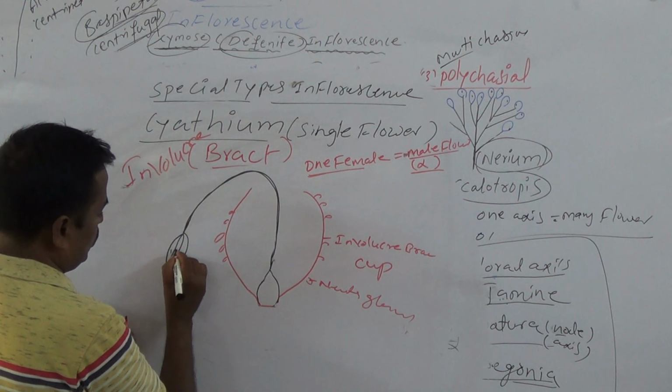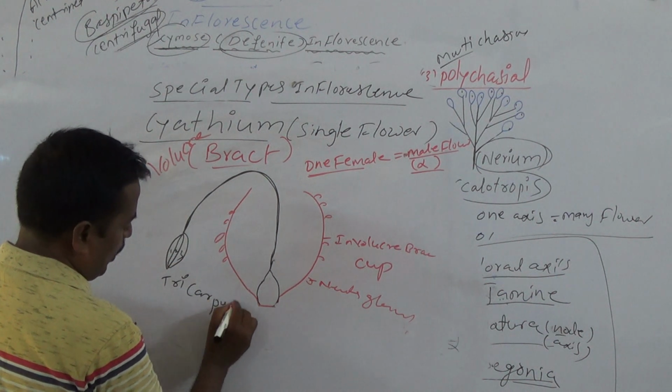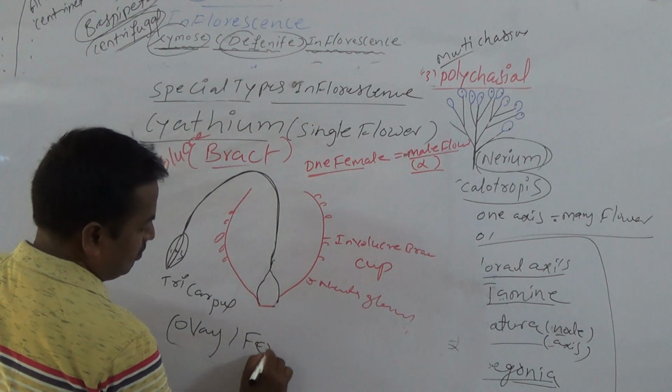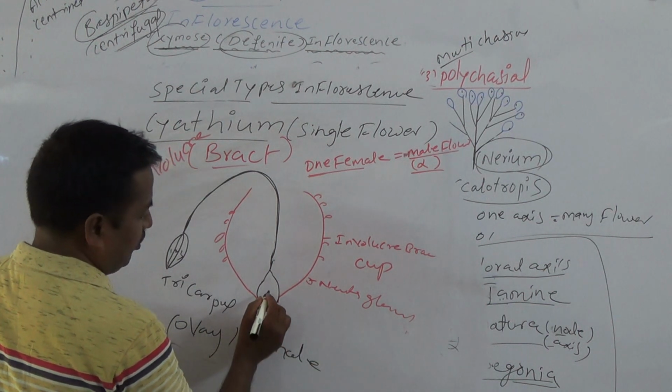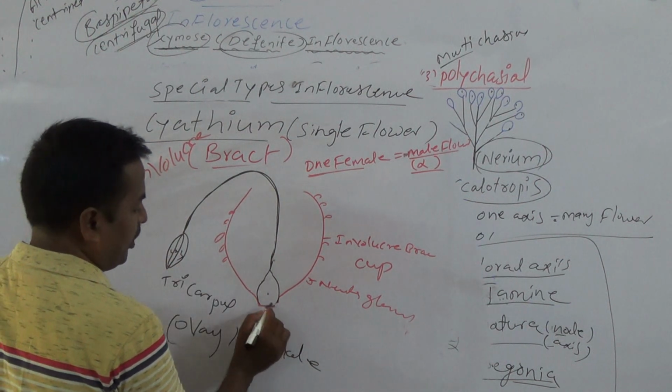So 1, 2, 3. A tricarpellary ovary is present in the female flower. Students, very important: in the female flower, how many carpels are present? 1, 2, 3. How many female flowers are there?